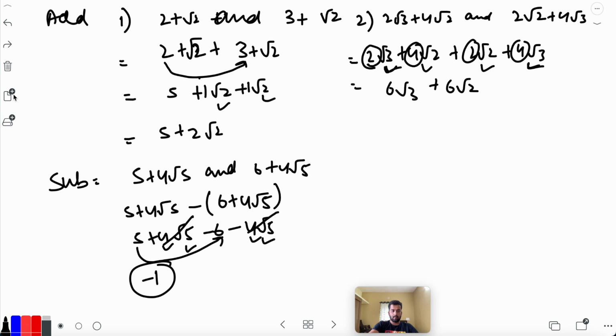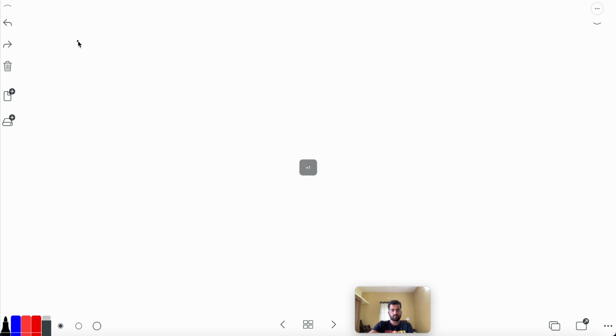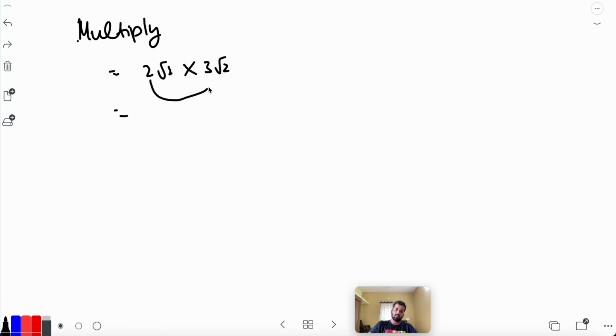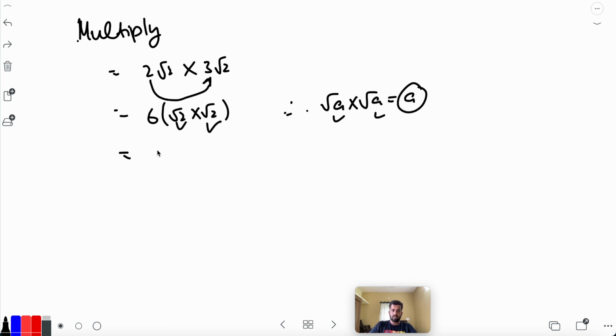Now let's take multiplication. Let's take a new page. Now we assume we have 2 root 2 into 3 root 2. Assume we have a small question. First you multiply 2 into 3, 6. Here, root 2 into root 2. The formula is there: root a into root a is a only. The a value will be the same, so the answer is a. Here root 2 into root 2, what is the answer? 2 only, right? Answer is 12.